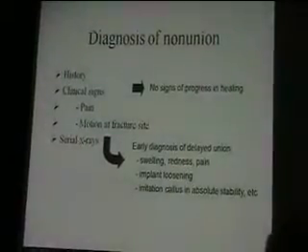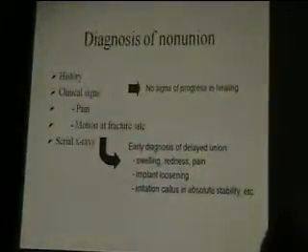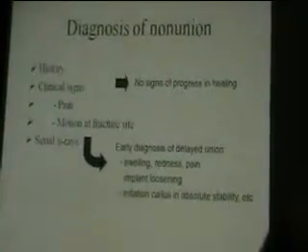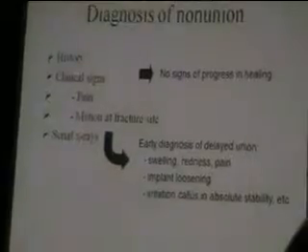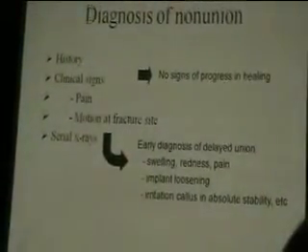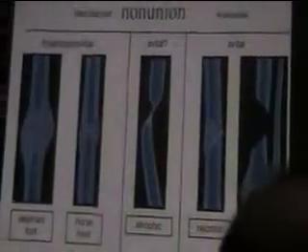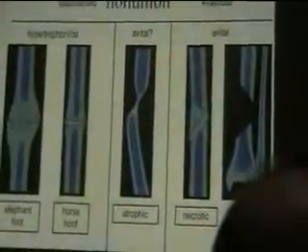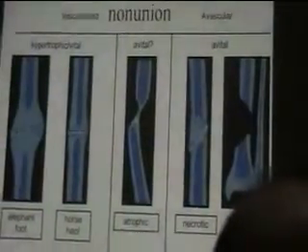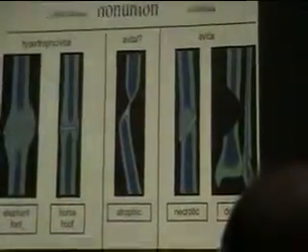The diagnosis, inevitably, we're looking for the history, for clinical signs, for pain, motion, fracture, and serial X-rays, but serial X-rays for us are much less use than other indicators. And I'd just like to conclude this very brief session on the assessment of fracture and union by mentioning the traditional classification.